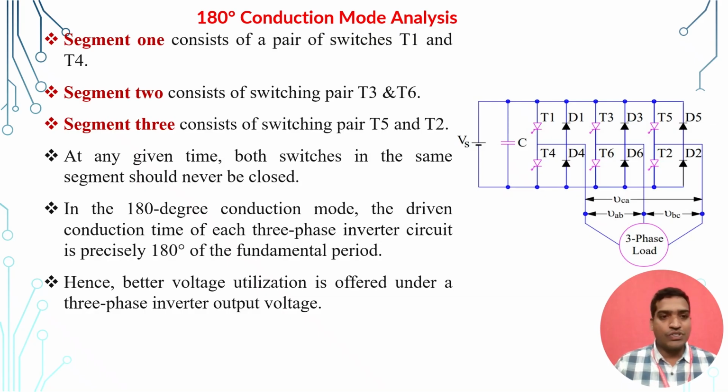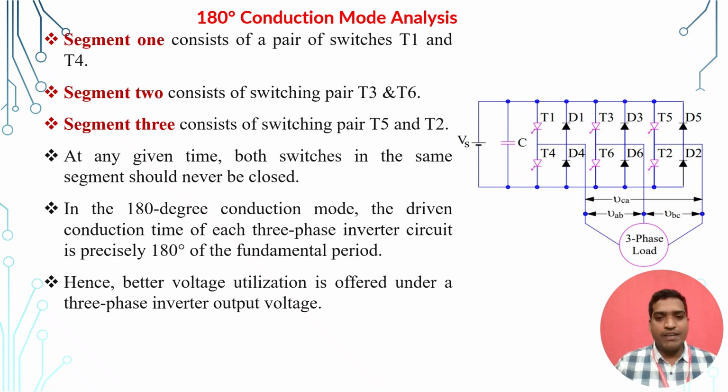So here we divide it into three segments. Segment one means the first leg, consisting of two switches, T1 and T4. Similarly, segment 2 consists of again two switches, T3 and T6. Segment 3 consists of two switches, T5 and T2.